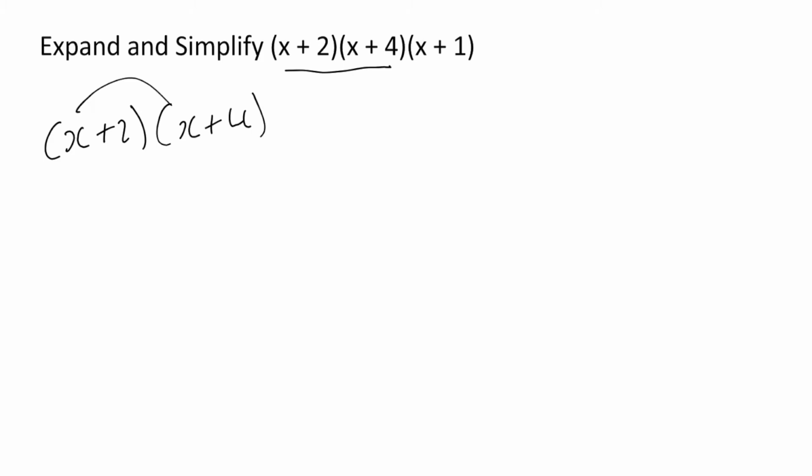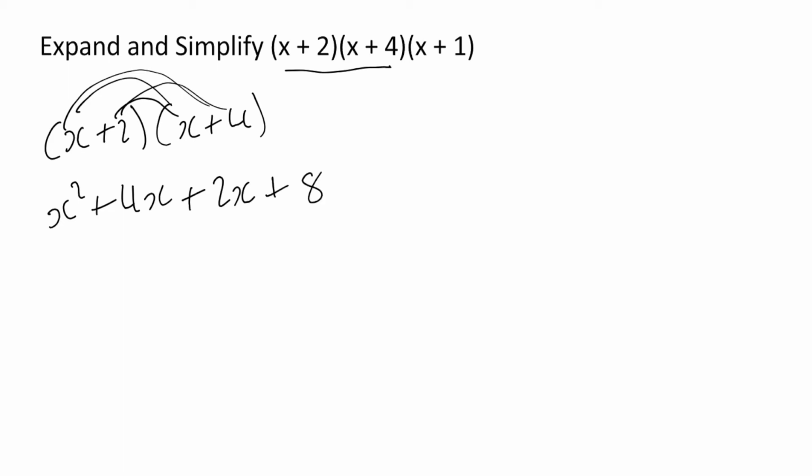So x times x gives x squared, x times 4 gives us 4x, 2 times x gives us 2x, 2 times 4 gives us 8. I'm going to simplify it further. So x squared plus 6x plus 8. And then I'm going to bring the third bracket down and I'm going to expand it.